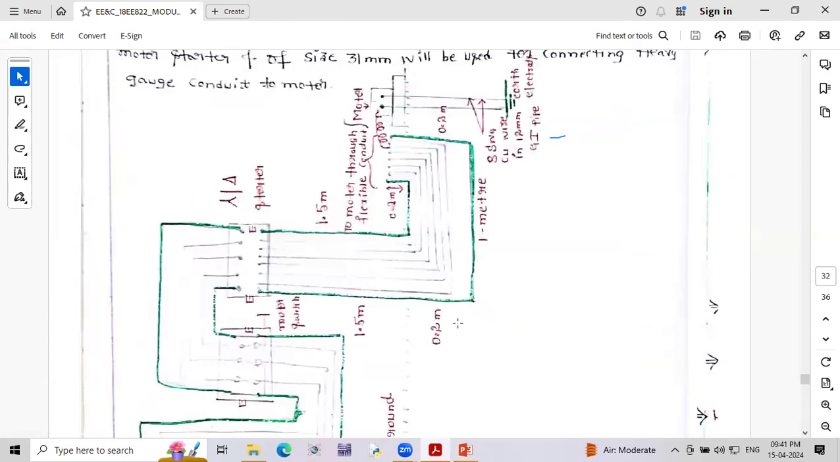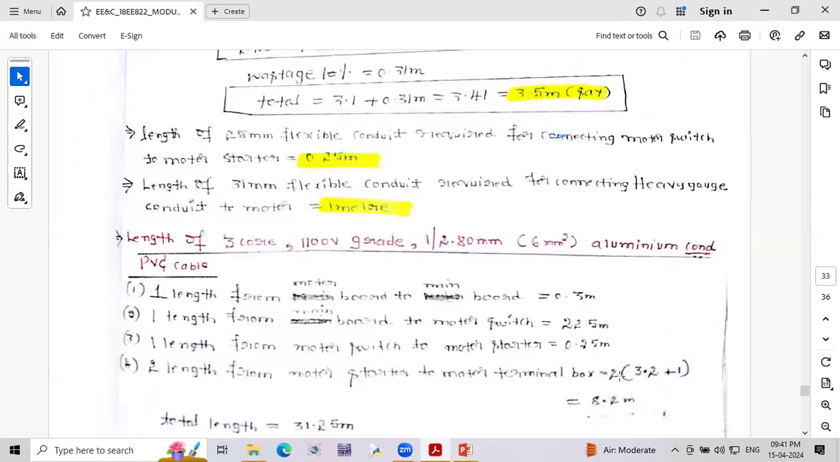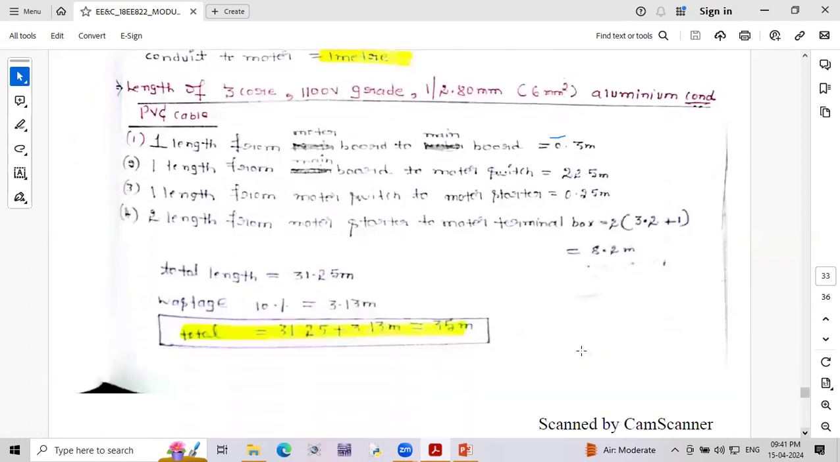2 into 1.5 plus 0.2, 1 plus 0.2, 0.2, we'll get 3.1. 2 into 3.1 we'll get some value. Please change this one, not 8.2, when we do 2 into 3.1 we'll get some value. When we add 10% to it, the total length is 31.25. Keep adding these: 0.3, 22.5, 0.25, total 8.2, or if you get some other value, add that. So total 31.25, and adding 10% gives 35 meters.